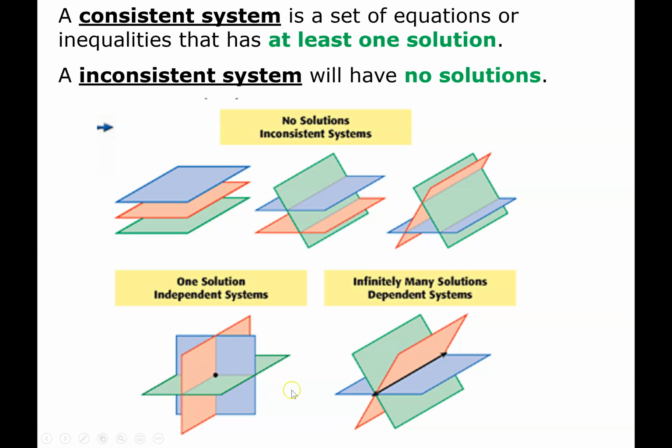If you look at the bottom two situations, notice that all three planes will intersect or touch, right? At this one, it would have one. It would intersect at a point. And then here, you would have infinitely many because of the way they're intersecting. It would create that beautiful line that we love to see.